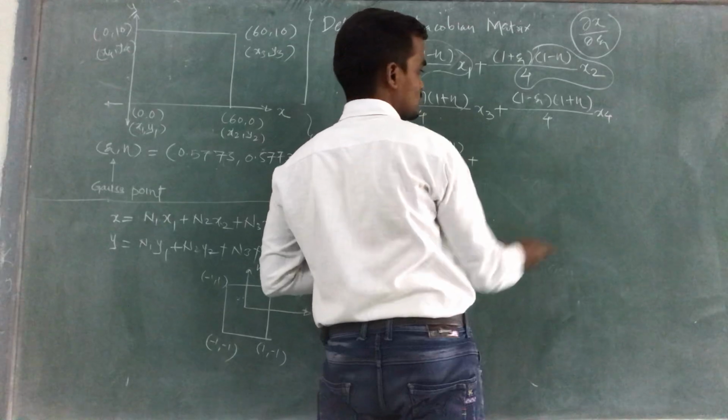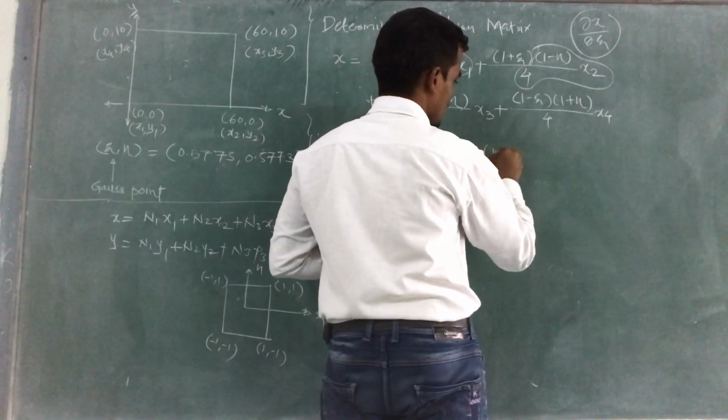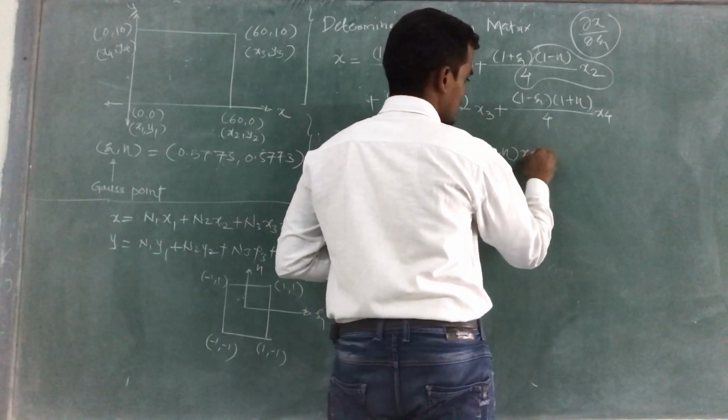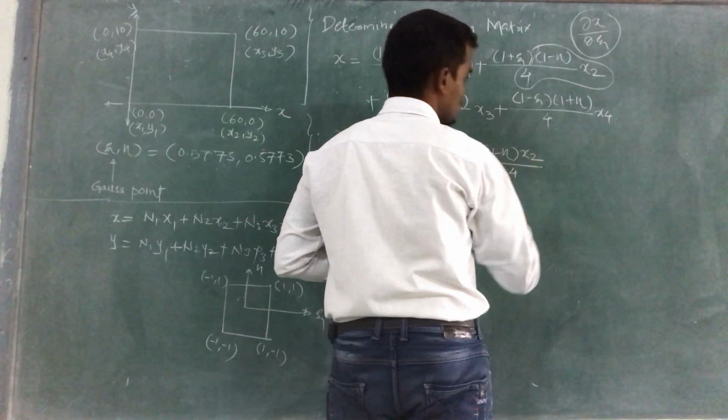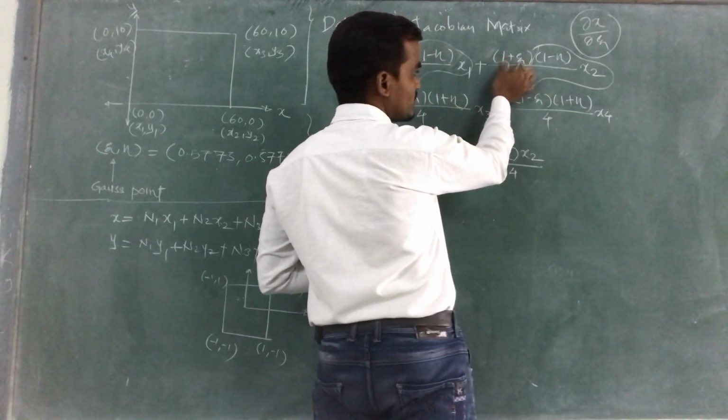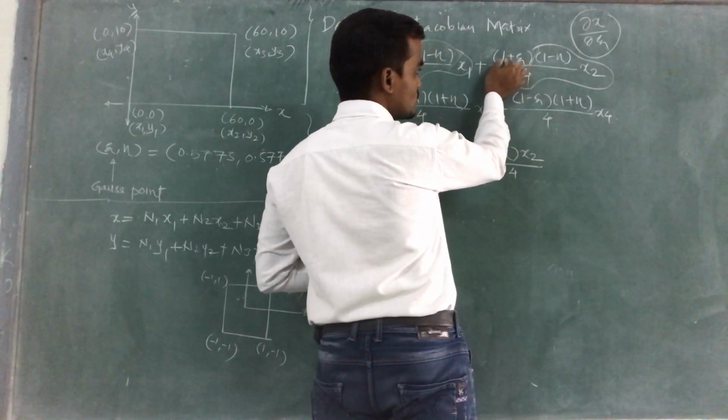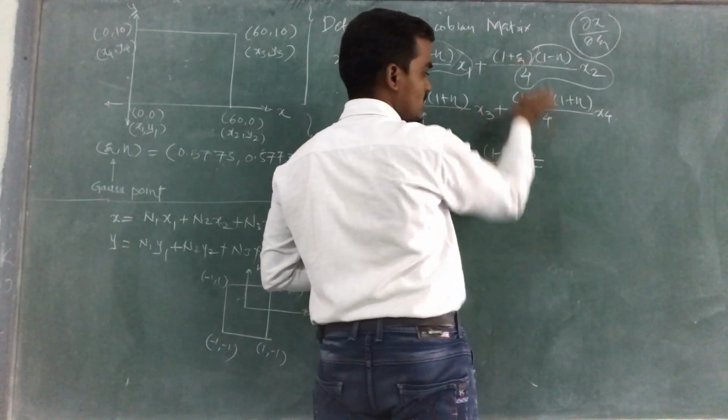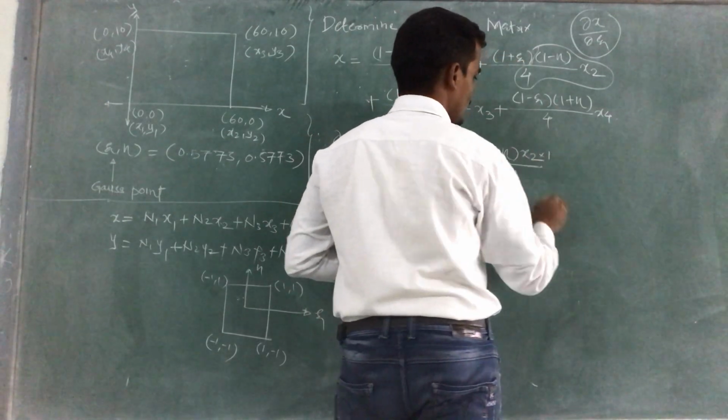So this will become constant. So this will become (1 − θ) times x2 divided by 4. This is constant. Now we need to take the derivative with respect to this bracket only. So with respect to 1, 0; with respect to zeta, 1 into 1.